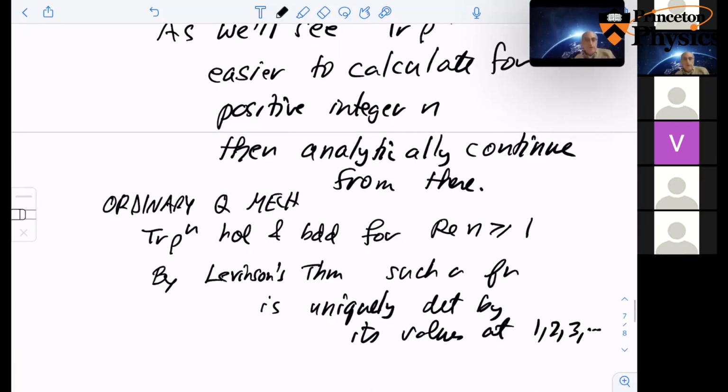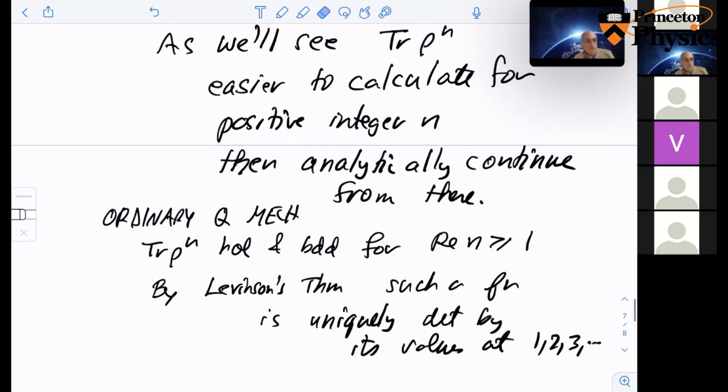You can't arbitrarily specify the values at positive integers. There generically won't be such a function. But if the function exists, of course, the values at the integers exist. If you're given the values at integers, and there is an analytic continuation to a function holomorphic in the half plane and bounded, then that analytic continuation is unique. So in ordinary quantum mechanics, it's true that you could reconstruct the entropy from the values of trace rho to the n at integers. In ordinary quantum mechanics, although true, it's not normally a useful procedure.